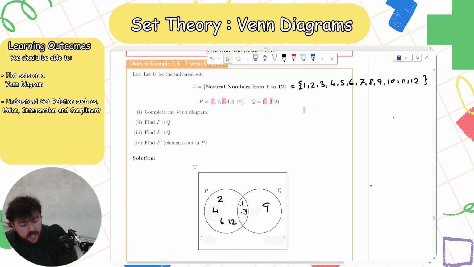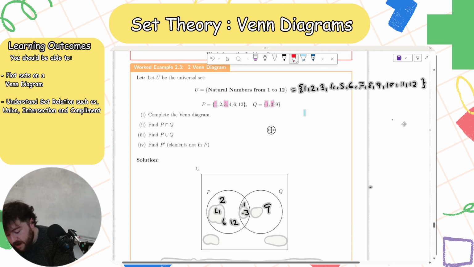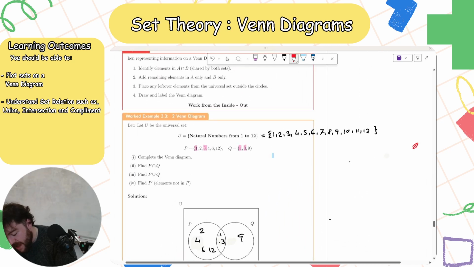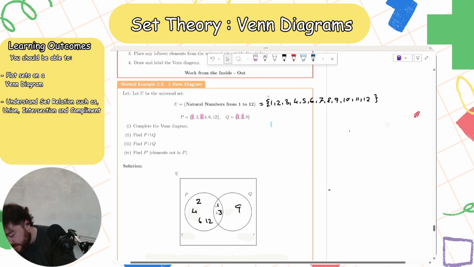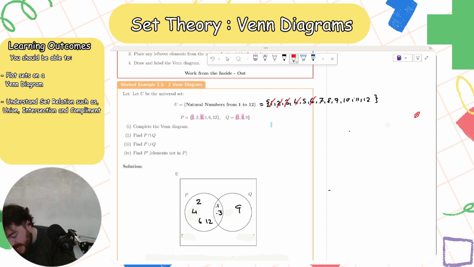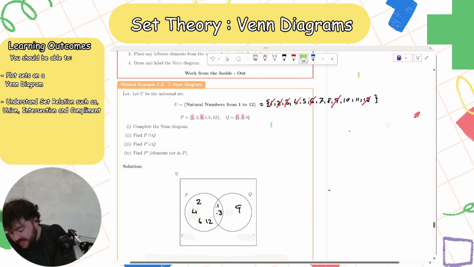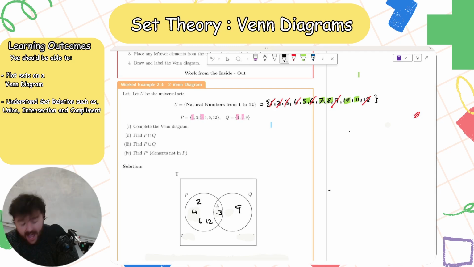But now you see, we haven't used every element in our universal set. We've used 1, 2, 3, 4, 6, 9 and 12, but we haven't used 7, 8, 10, 11 or 5. So the elements we have left in the universal set that are not in either set are 5, 7, 8, 10, 11. And where do we write them? We just write them outside the sets.